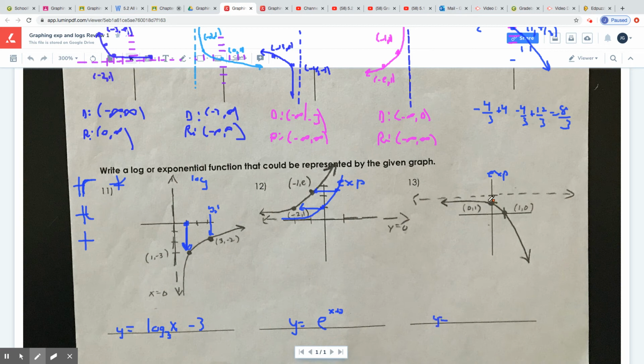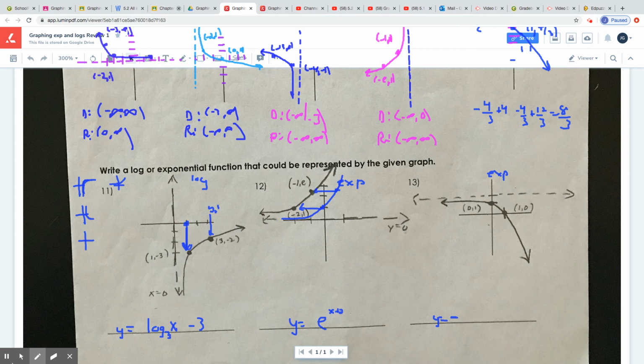Now, 13, last one, is also an exponential. But there's no e in it, so we're not going to have e. So we're going to figure out what the base is. Okay, but we'll worry about that in a second. The first thing that you should notice is this is on the bottom of the asymptote. All right, so that negative needs to go there. It's a vertical flip.